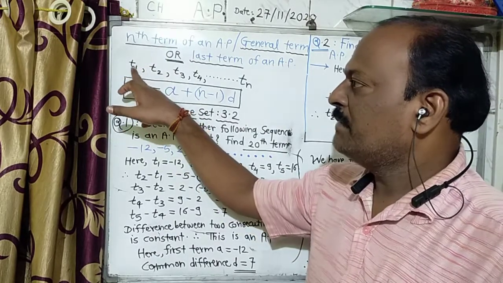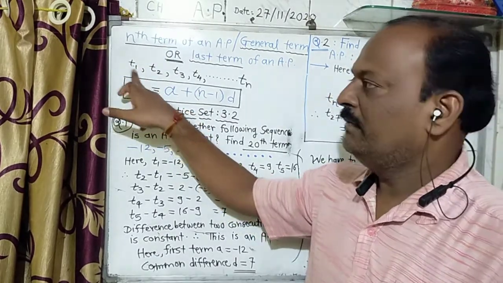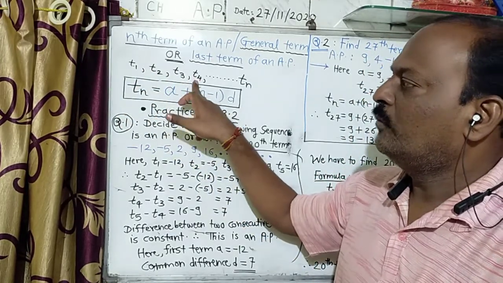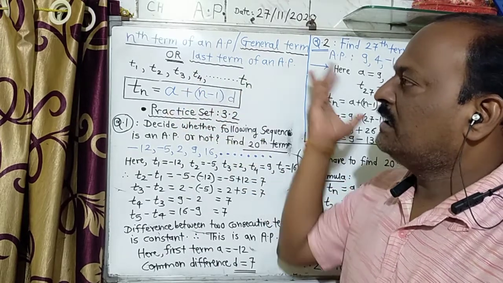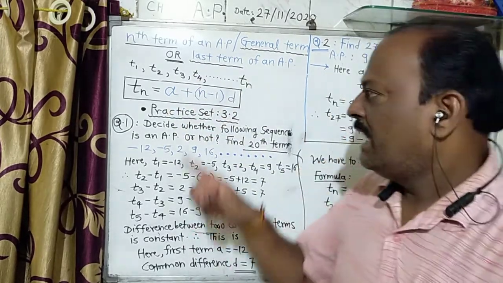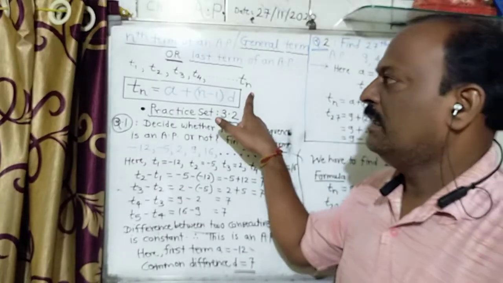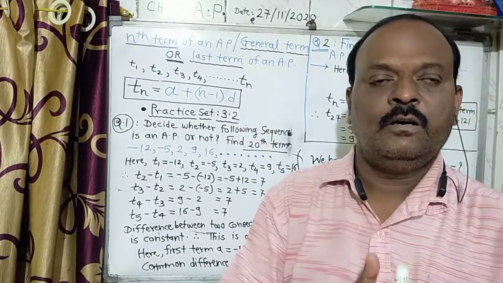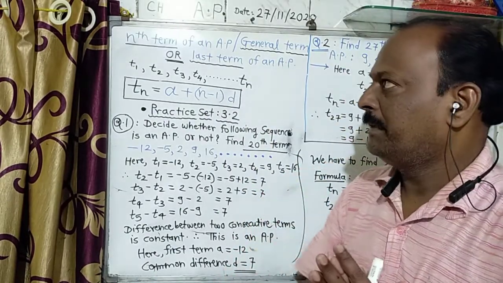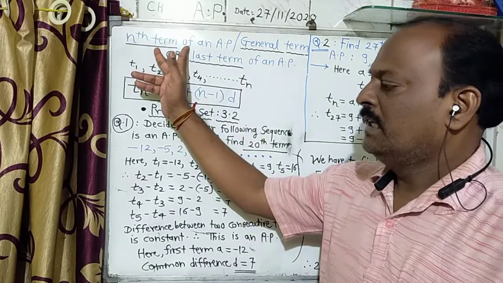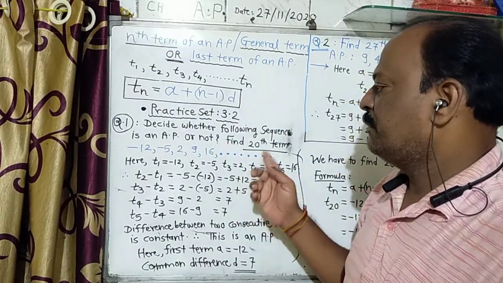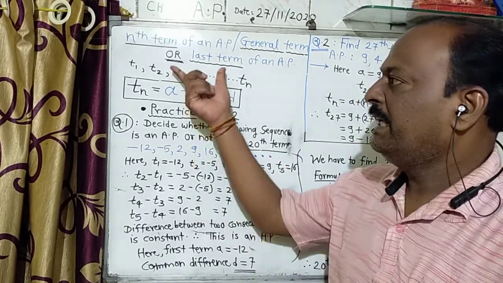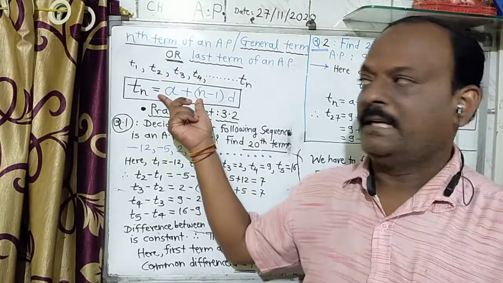You know the first term is T1, T for term. T1 is the first term, T2 the second term, T3 the third term, fourth term, and nth term. N means any number. Nth term of an AP. We can find any desired term of an AP. Suppose we have to find the 20th term, then we can find it by using this formula.